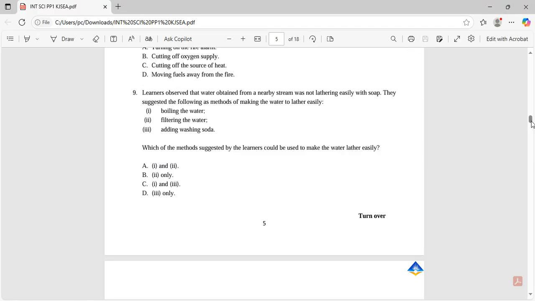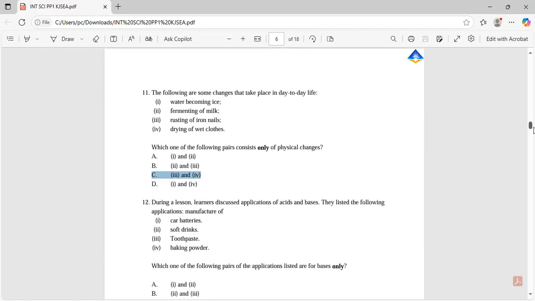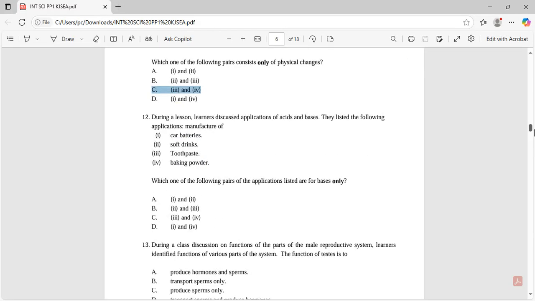Number 12 now. During a lesson, learners discuss applications of acids and bases. The following are applications of acids and bases: car batteries, soft drinks, toothpaste, baking powder. Which of the following are listed for bases only? So bases we have toothpaste and baking powder. Choice 3 and 4. Number 12 gives C.